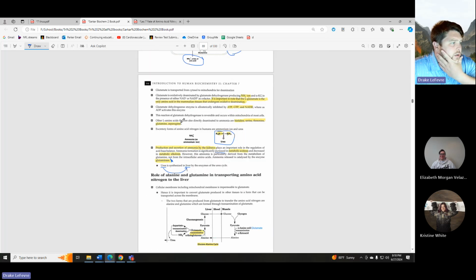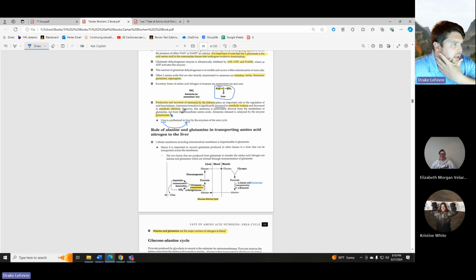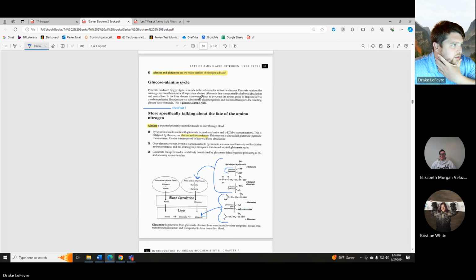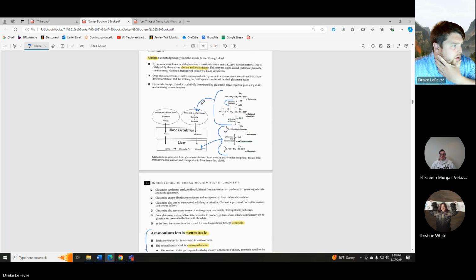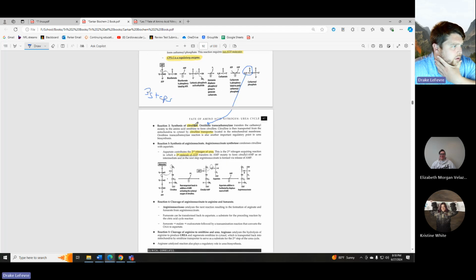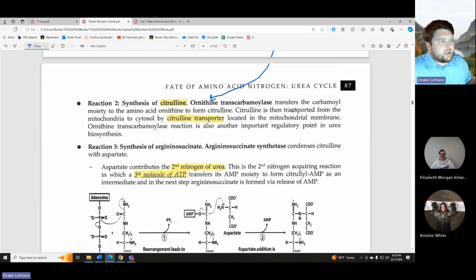There's a citrulline transporter. I think that's what it's called. It's either... urea cycle. Here we go. Yeah, it just says a citrulline transporter. Citrulline is then transported from the mitochondria to the cytosol by citrulline transporter.